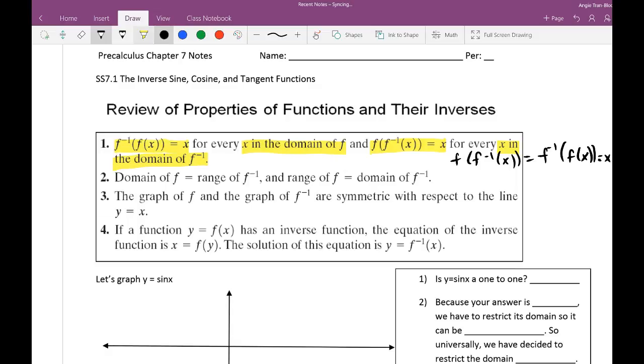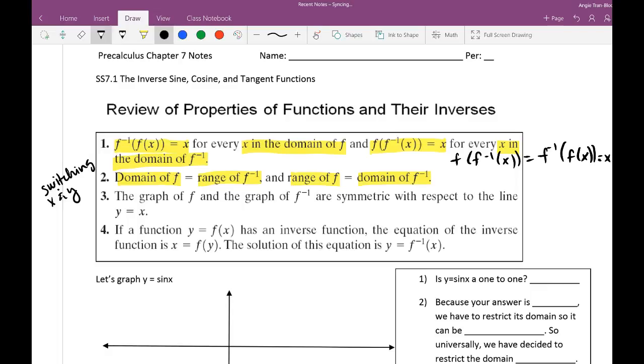The domain, if you guys remember, the domain of the regular function is the range of the inverse because we are switching x and y values. Switching x and y, okay? Then that means the range of the regular function is the domain of the inverse.